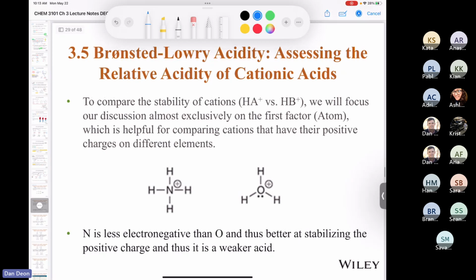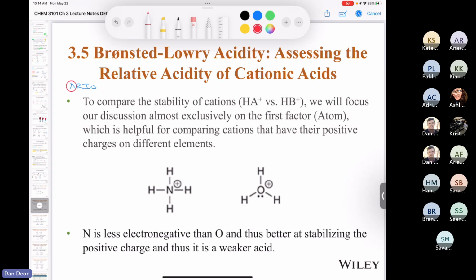And so it says here to compare the stability of cations. So if we have something with a positive charge, what we're going to focus on is the first factor. So if we go back to the whole concept of ARIO, we're only going to look at atom when we're dealing with something that has a positive charge. So it says it's helpful for comparing cations that have their positive charges on different elements. So let's take a look at these two compounds.